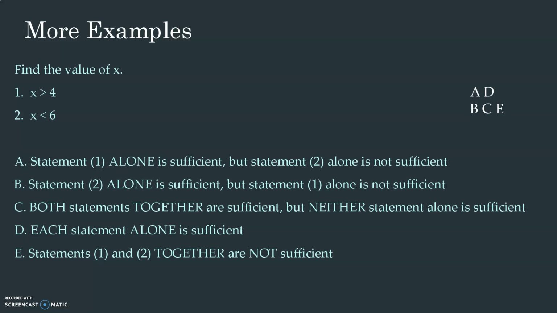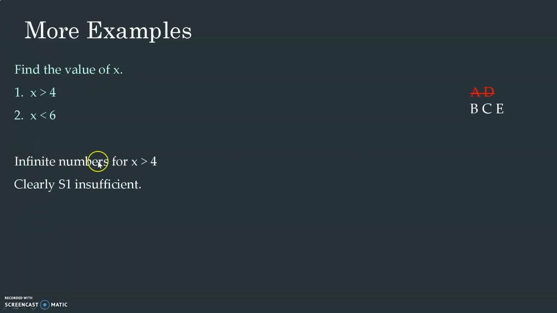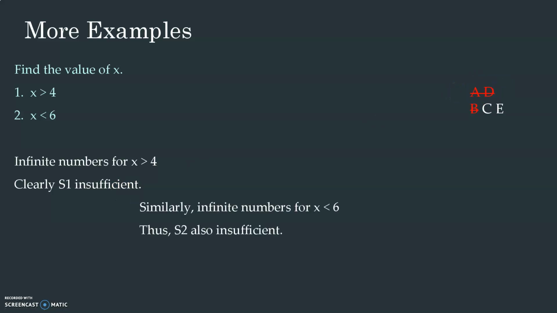Let's try to understand this. You are again looking for a unique value of x. Statement 1, x is greater than 4, infinite numbers possible, clearly insufficient. A and D options ruled out. Statement 2, x lesser than 6, once again infinite numbers possible, clearly insufficient. Option B also ruled out.